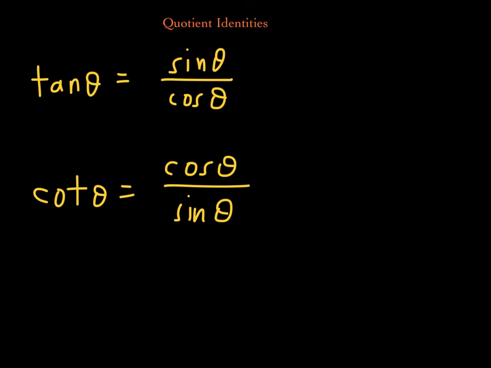Notice of all of the identities that we're creating and deriving in our class, we have the reciprocal identities, the Pythagorean identities, and the quotient identities. All of these lists of identities are extremely important. Okay, let's do an example.